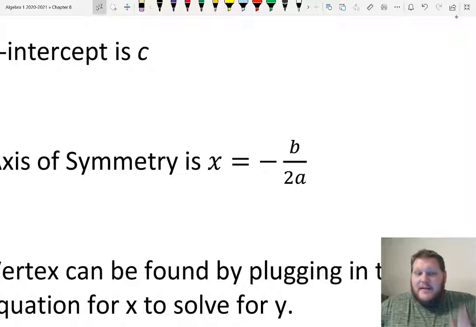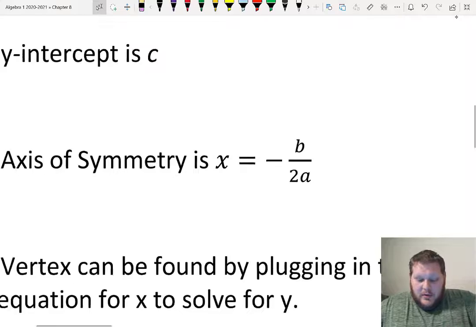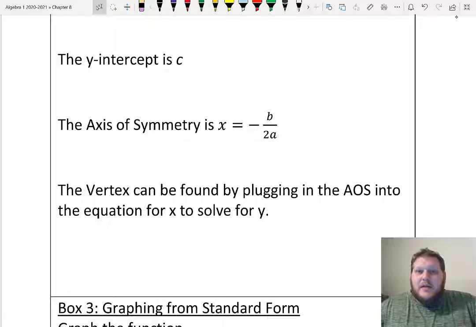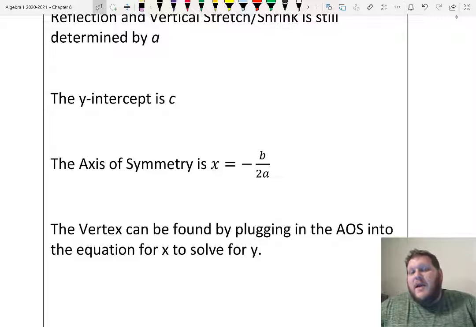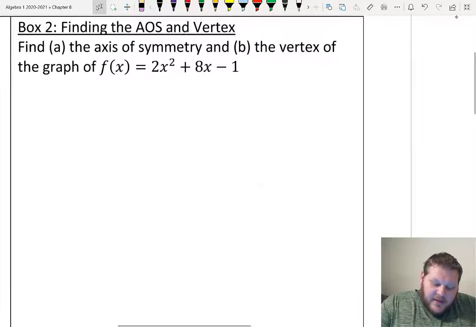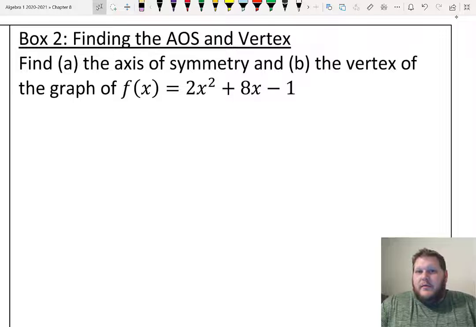Now remember that the AOS is that vertical line in my graph that my vertex is on. Once we know where the AOS is, and we can plot that, we need to plug it into my equation for x to solve for my y value. So it is a little bit more of an involved process to find my vertex, but once I have that vertex, it's just like we did in the previous section with my 1-3-5 shortcut. So for box number 2, let's focus first on applying that formula, figuring out what my AOS is, and then using that to figure out my vertex for a particular equation.